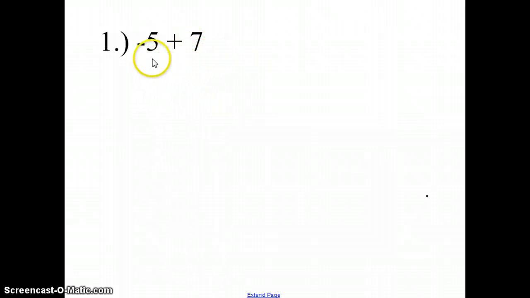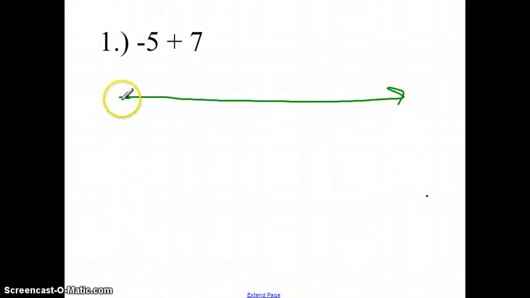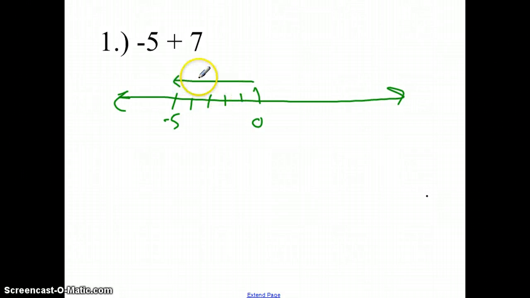One way to do this is to think of it on a number line. So if we had a number line drawn here, and put 0 here, we want to start at -5. Okay, so here's -5. If you start here, you go back to -5. So we've done that. And then we want to add 7. Well, when you have a negative, you move to the left of the number line. When you have a positive, you move to the right.